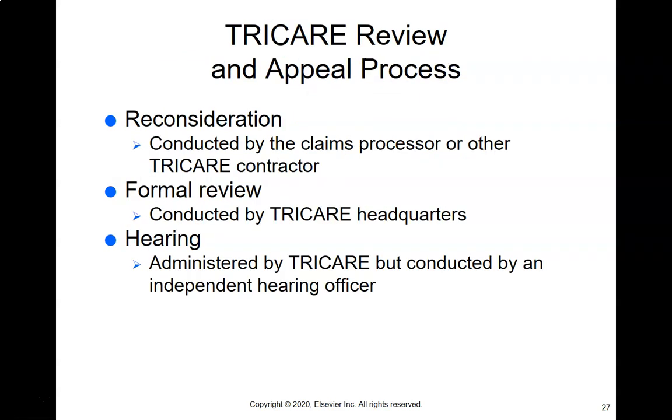TRICARE review and appeal process. TRICARE has its own level of review. Keep in mind that appeals procedures for TRICARE contractors may vary. There are two types of TRICARE appeals, the expedited and the non-expedited. Expedited appeals must be filed within 3 days of the receipt of the initial denial. Non-expedited appeals must be filed no more than 90 days after the receipt of the initial denial.